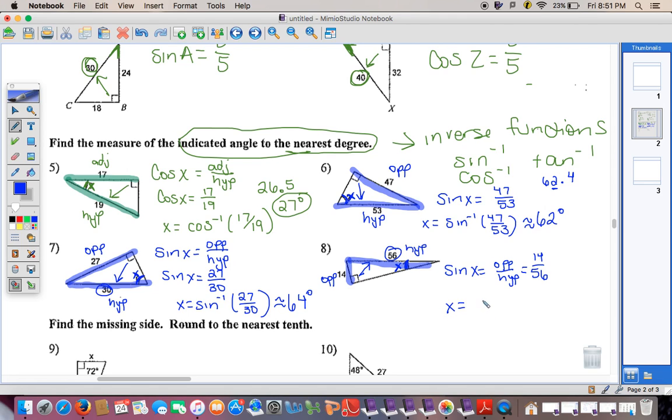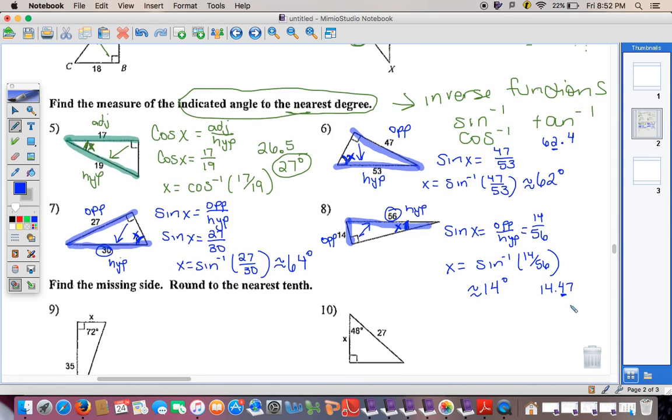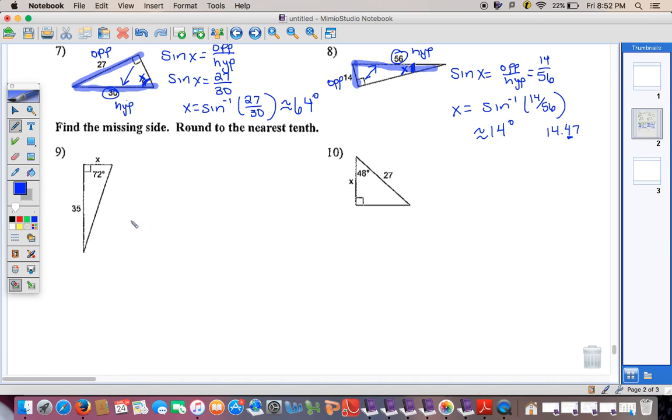So x is equal to the inverse sine of 14 divided by 56, which would be 14.4775, so that would be approximately 14 degrees. Because if you have 14.47, we're looking at the tenths place when we're rounding, and the 14 would stay at 14 because 4 is less than 5.